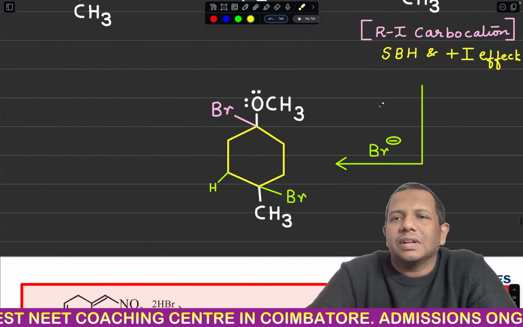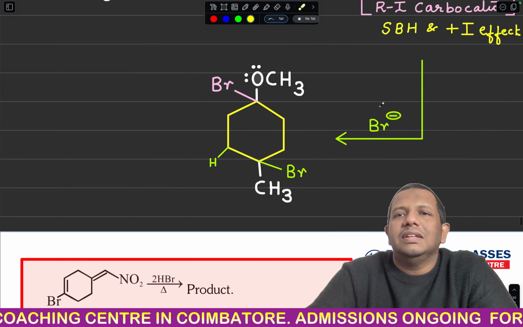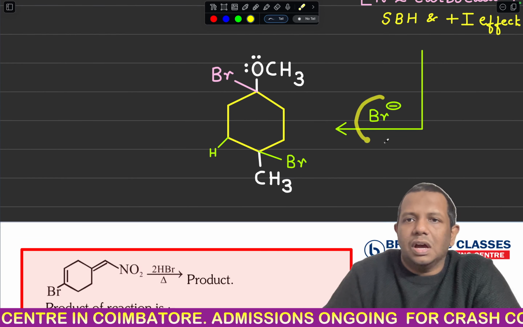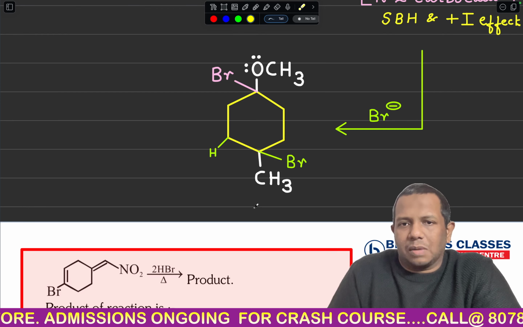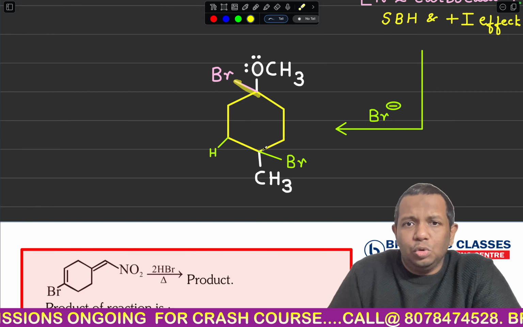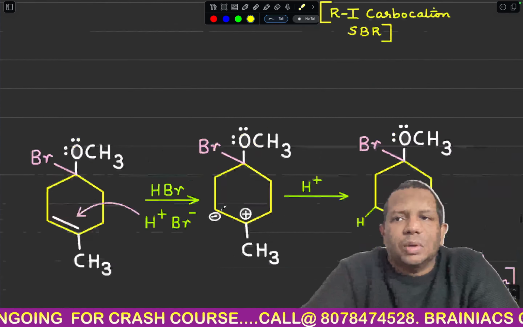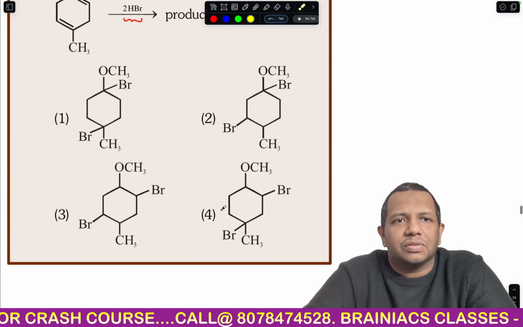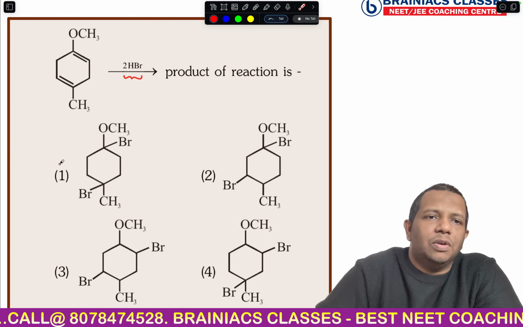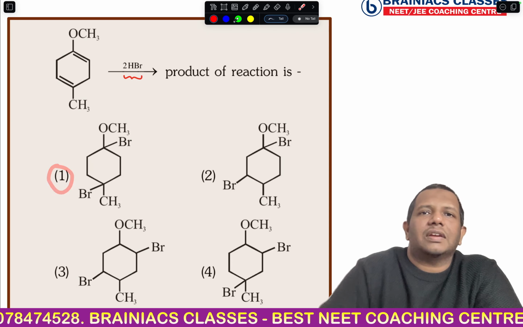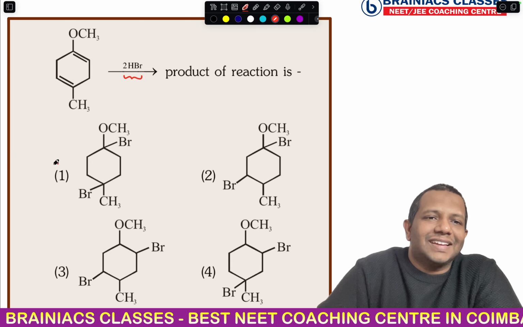Now what will happen, sir? In the last step, I can easily say the Br minus will attack this positively charged carbon, and you get 2 bromines at the 2 corners. So from the given options, which would be my correct answer, sir? I can easily say the answer would be option 1. Correct. I hope all of you are understanding this.